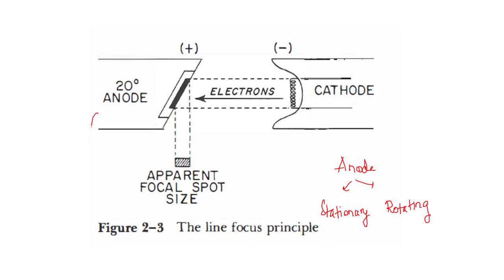The stationary anode mainly contains tungsten. This one is tungsten, and this tungsten is actually a small plate, almost 2 to 3 mm thick, and it is embedded in a large mass of copper. The dimension of this copper is about 1 centimeter or more.